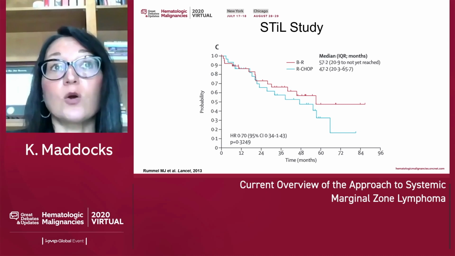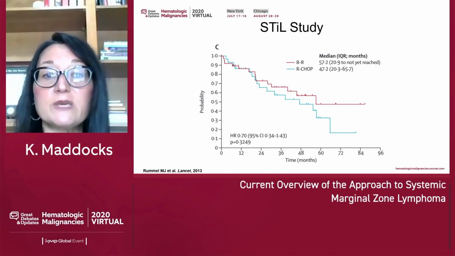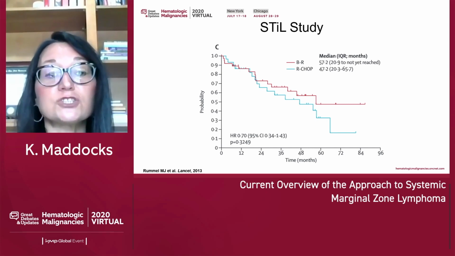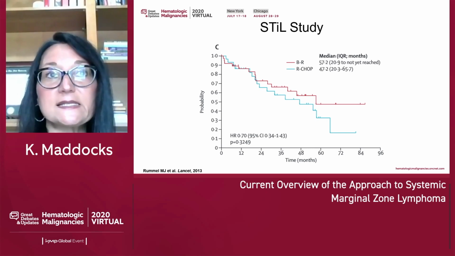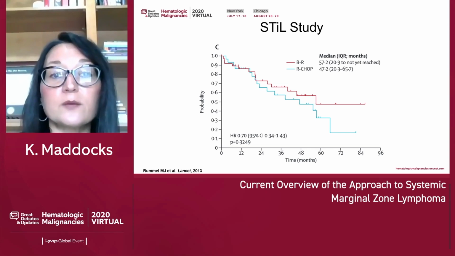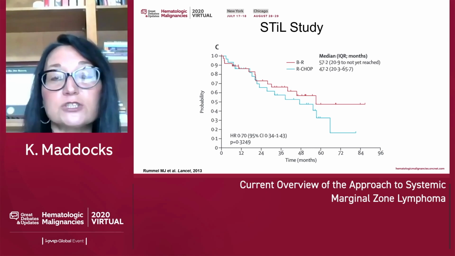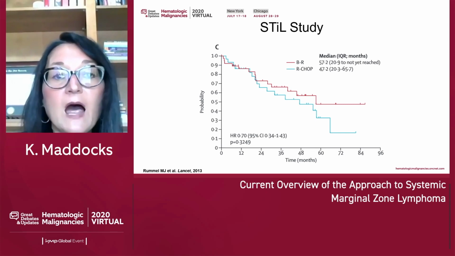The STiL study showed that there was a progression-free survival benefit in the entire cohort of patients to using BR over R-CHOP. When you look at just those patients with marginal zone lymphoma, the difference in median progression-free survival was not statistically significant, although that's likely because this is a smaller population and the study was not powered to show that. However, the median progression-free survival for BR was 57.2 months, with the median progression-free survival of the entire cohort of patients being 69.5 months. This established bendamustine rituximab as a frontline treatment for marginal zone lymphoma.